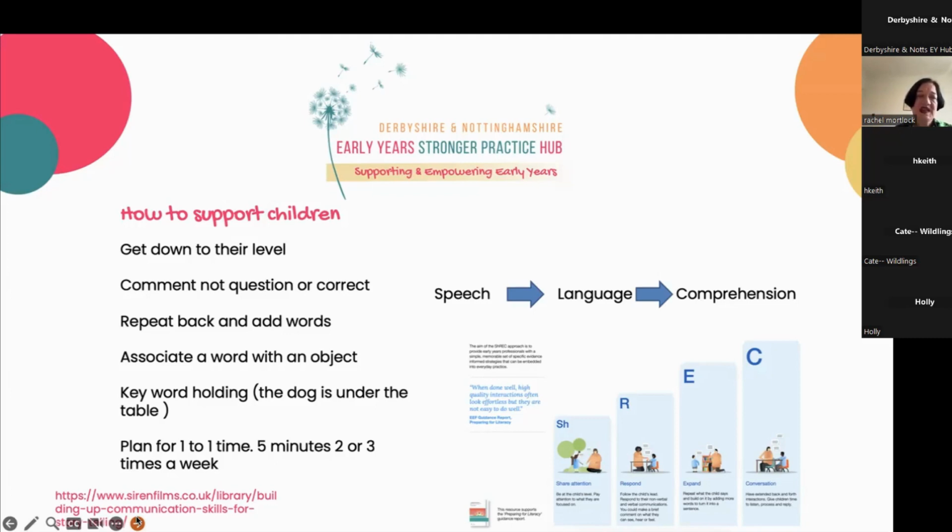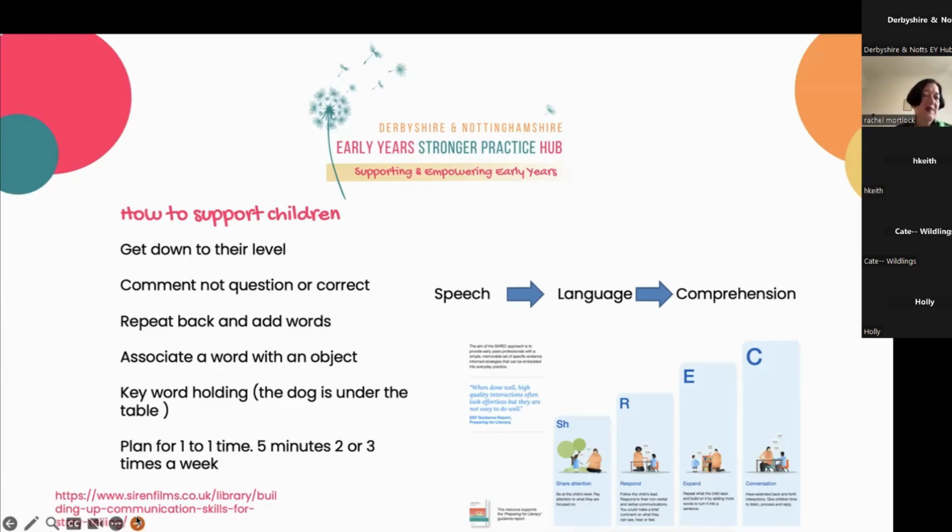About associating a word with an object. So if children can see pictures or objects or films, ideally objects, I have had children totally amazed by the size of a badger in real life, because I think they presumed badgers were the size of bears from seeing them in books as part of that. But learning to associate that word with an object. And then there's a skill of keyword holding. So you're using the language that the child might know, so the dog and the table, to expand and develop their vocabulary as part of that.